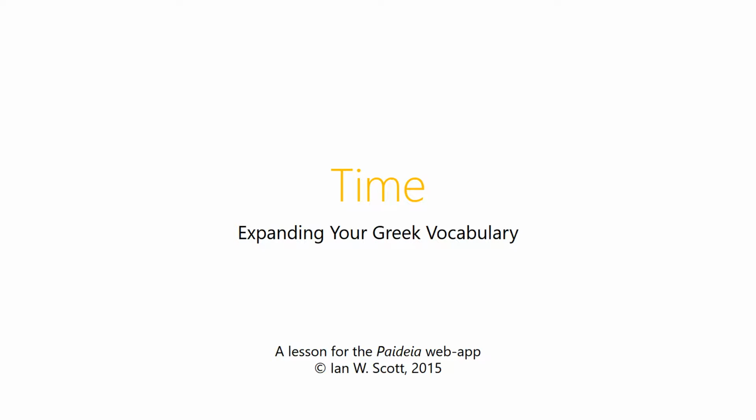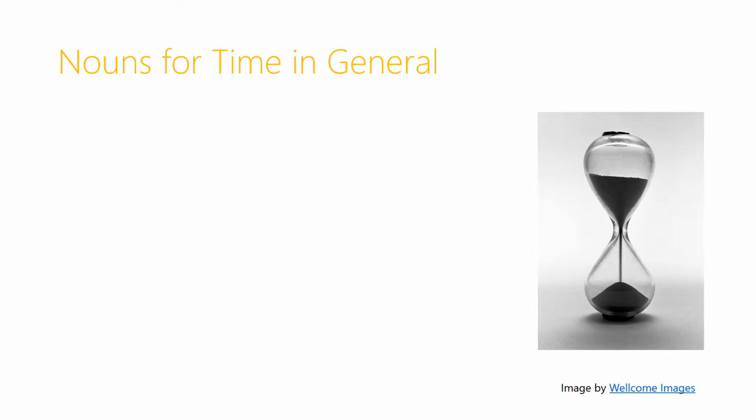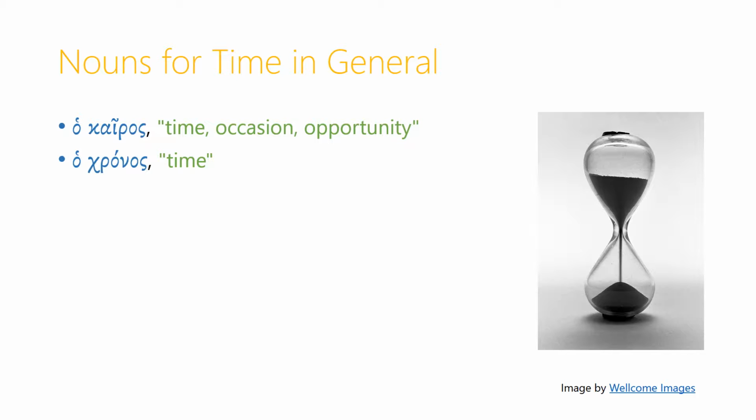In this video, we'll be looking at words having to do with time. There are two nouns for time in general. One is ho kairos, and this means time, but not just clock time. This is a time or a season, an occasion or an opportunity for something. It's a special time, or time in the sense of the appropriate time for something to happen, or an opportune time for something to happen. The other word, for regular clock time, is ho chronos.